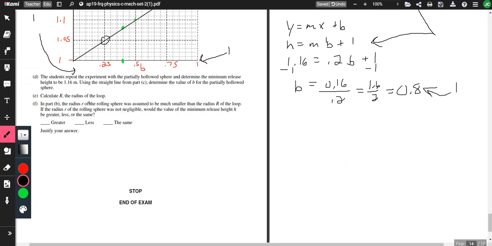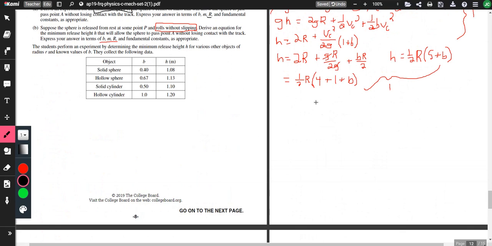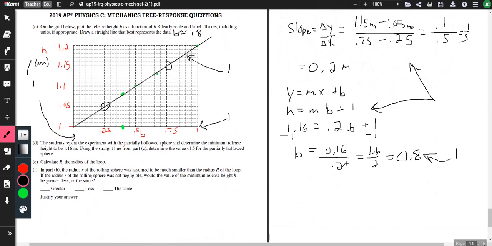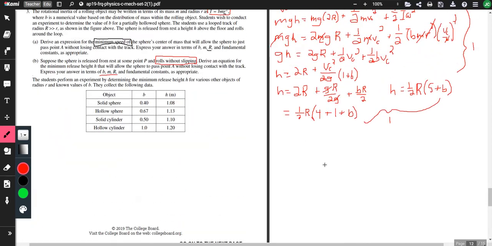Let's see. Part E. Calculate the radius of the loop. So if we go back to here, I actually already know how to figure this out. They want the radius of the loop. So what I can say is I could pull back this equation, 1/2 r 5 plus b.